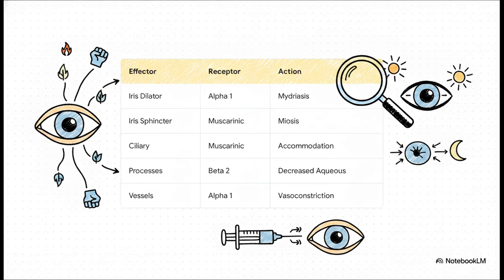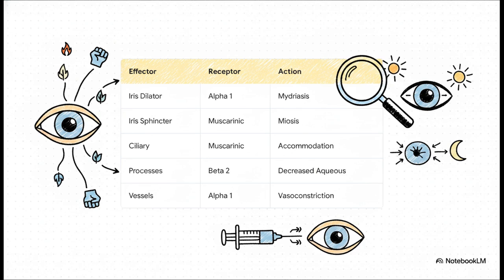Take the iris dilator muscle. It's packed with alpha-1 receptors. When the sympathetic fight-or-flight system dumps noradrenaline onto those alpha-1 receptors, the muscle contracts, causing pupillary dilation. More light enters, so you can see danger. Conversely, look at the iris sphincter. That one's loaded with muscarinic M3 receptors. When the parasympathetic system activates them, the sphincter contracts, causing pupillary constriction and returning the eye to a rested state.